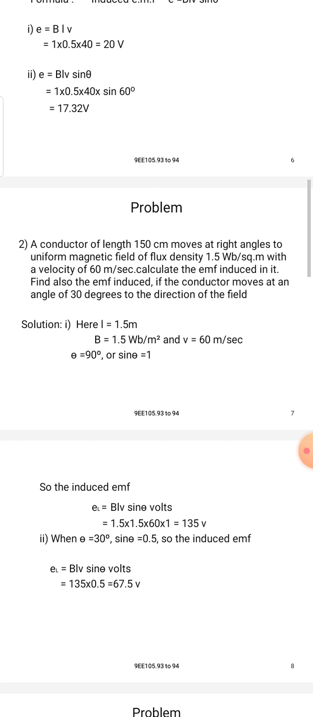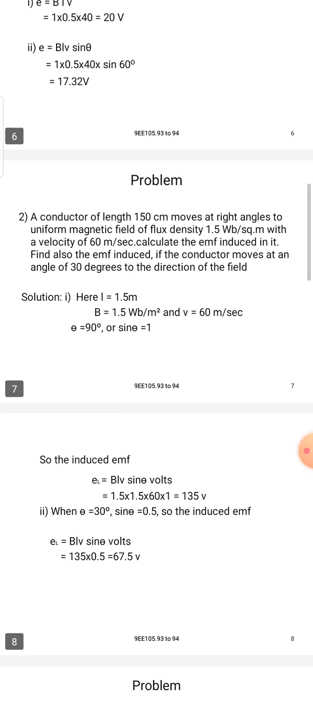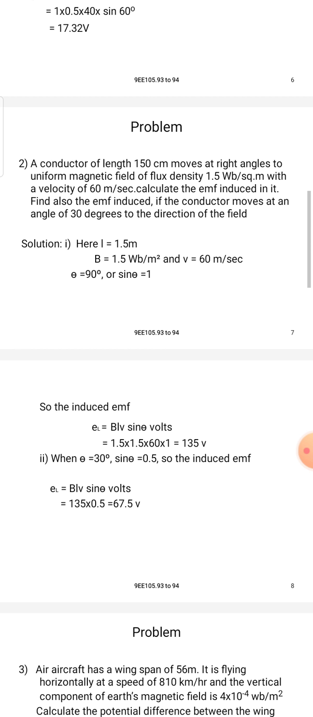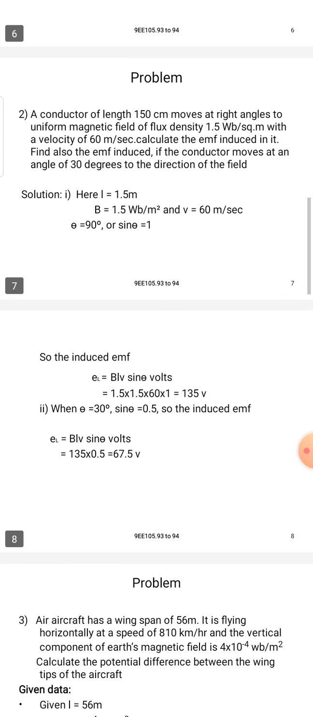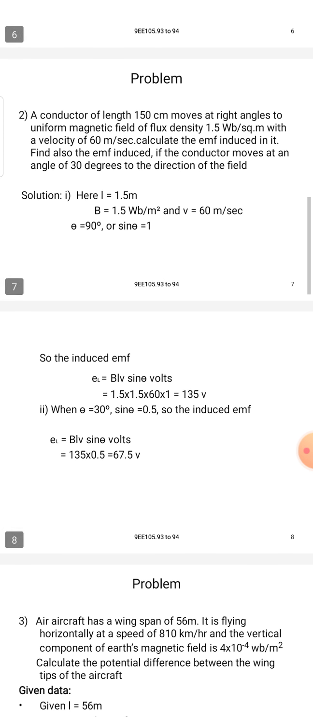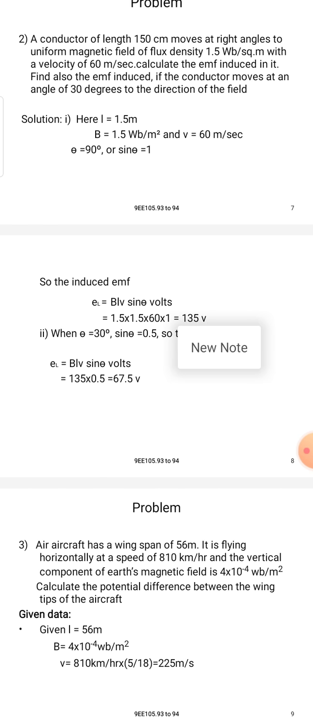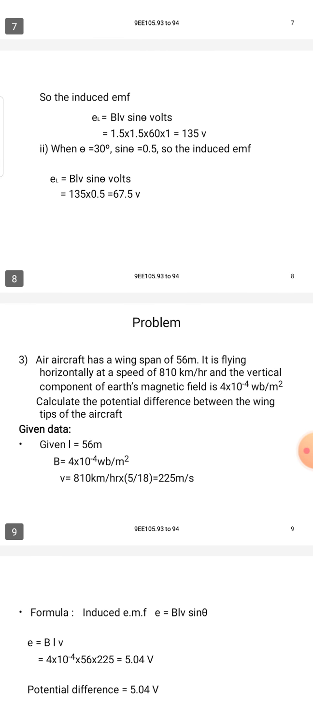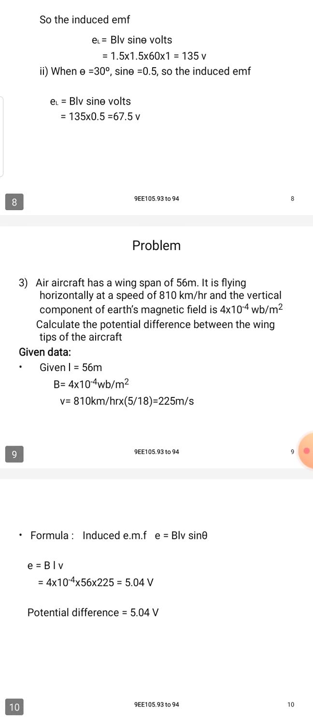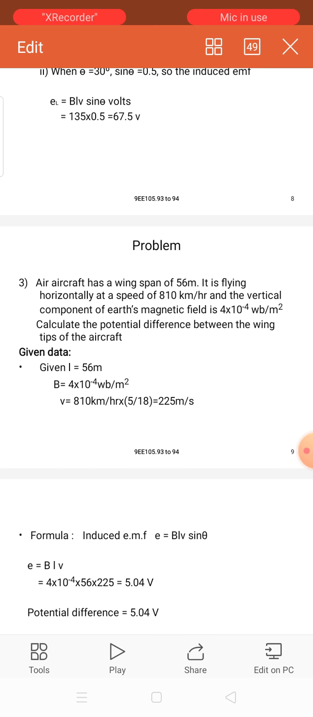Okay, simple. You can follow the procedure from the above problems. Directly substitute in the given dynamically induced EMF formula, and you get the answer at two different angles. To be continued, the next problem follows the same procedure, as we have practiced the dynamically induced EMF formula.